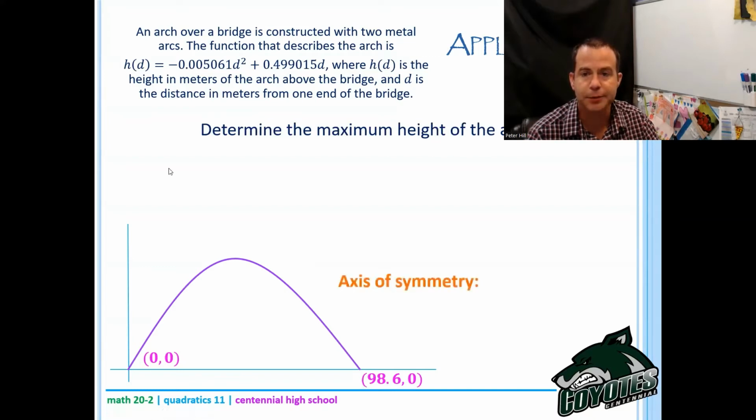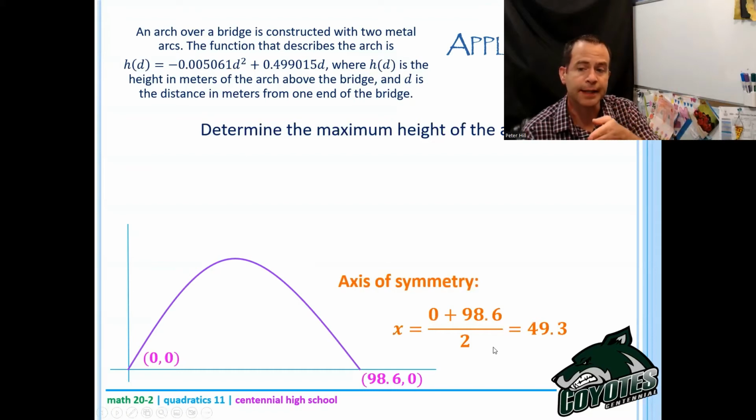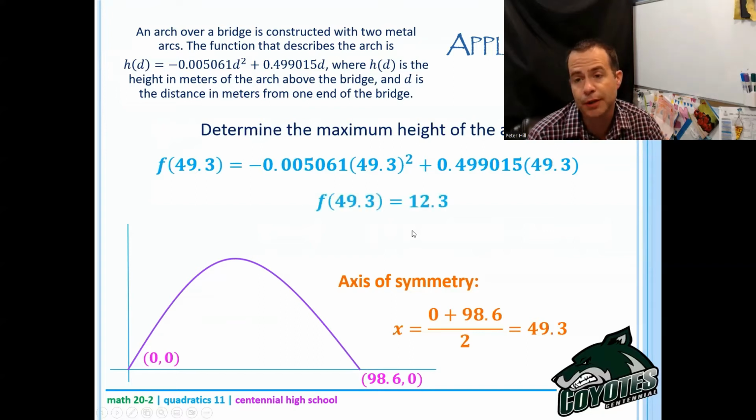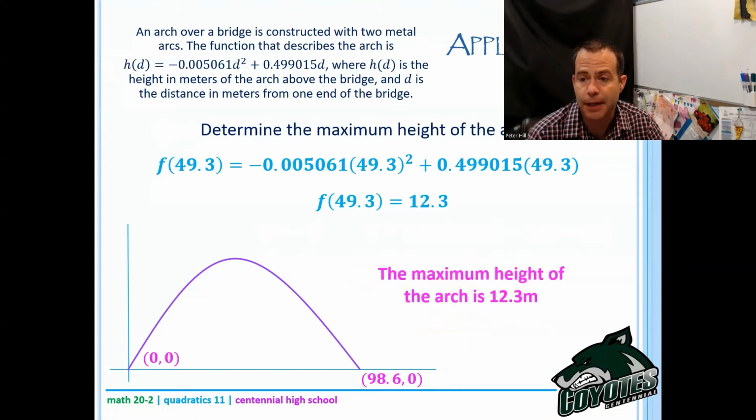So axis of symmetry ends up being 0 plus 98.6 divided by 2, and that's going to give me 49.3, okay? Plug that into the original equation, so I'm looking at f of 49.3. So everywhere where I saw d, I'm plugging in 49.3. Throw that in your calculator, and you get 12.3. So that tells us that the maximum height of the arch is 12.3 meters, okay?